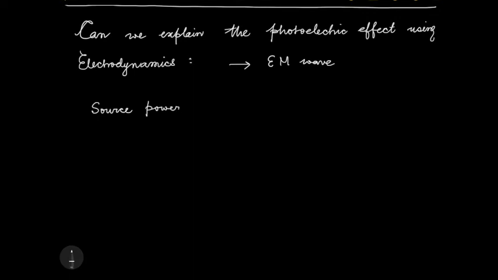which has an emission power P, which means that it emits P watts of light, which is P joule per unit time, per second. So this is kept at a distance R from the metal on which the light is falling.